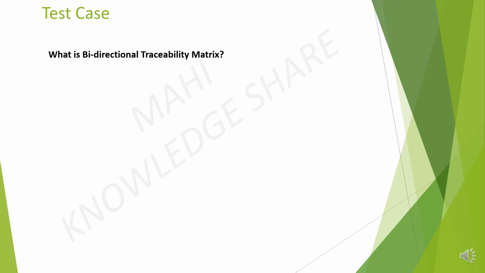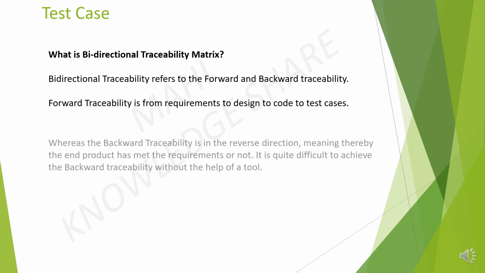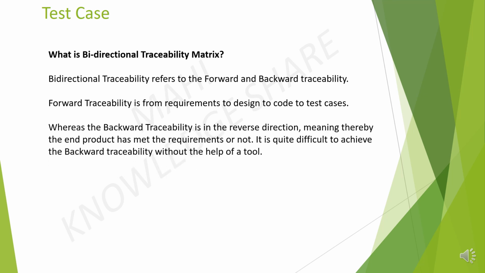What is bidirectional traceability matrix? Bidirectional traceability matrix refers to the forward and backward traceability. Forward traceability is from requirements to design to code to test cases, whereas the backward traceability is in the reverse direction, meaning thereby the end product has met the requirements or not. It is quite difficult to achieve the backward traceability without the help of a tool.